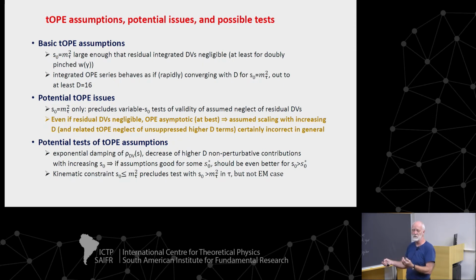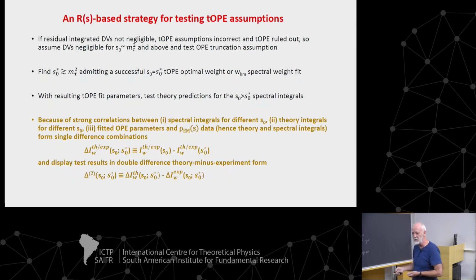Both of those assumptions are such that with the exponential damping of the duality violating part of the spectral function and the 1 over S0 power dependence of integrated higher dimension contributions, those things get suppressed as you go to higher S0. So if you tell me that you've got a given S0 where these assumptions work, it better work a lot better at higher S0, and you can explicitly test this with the electroproduction data, assuming you can find an S0 star in the region you're working with where it looks like these assumptions work when you do this type of analysis. So that's what we're going to do, is we're going to use the R data to test this.